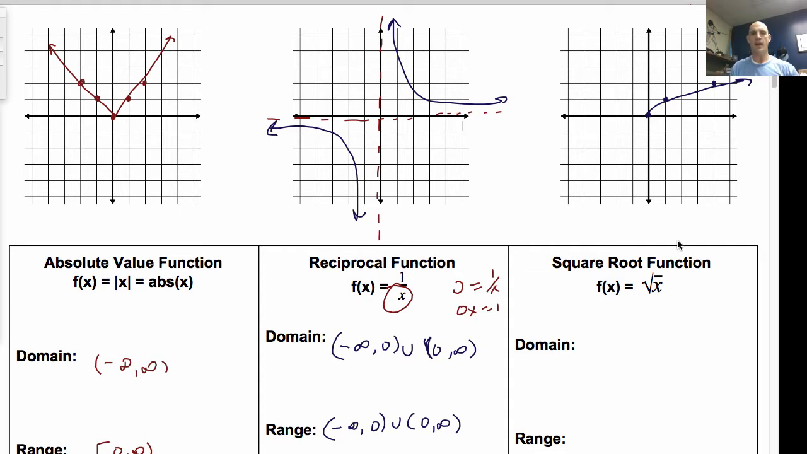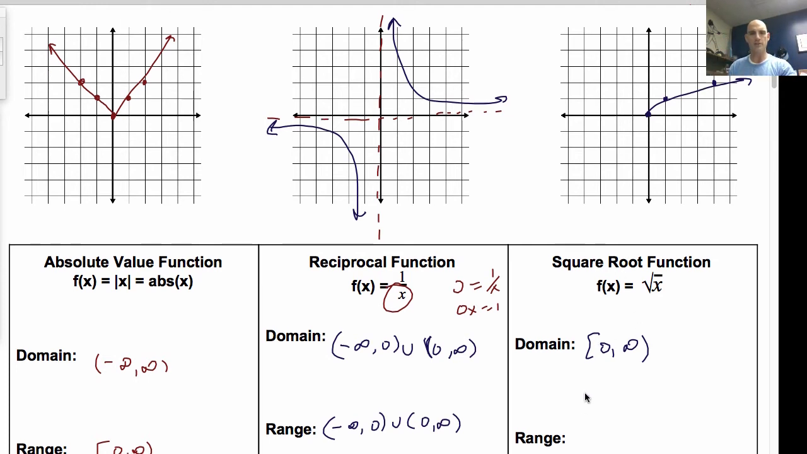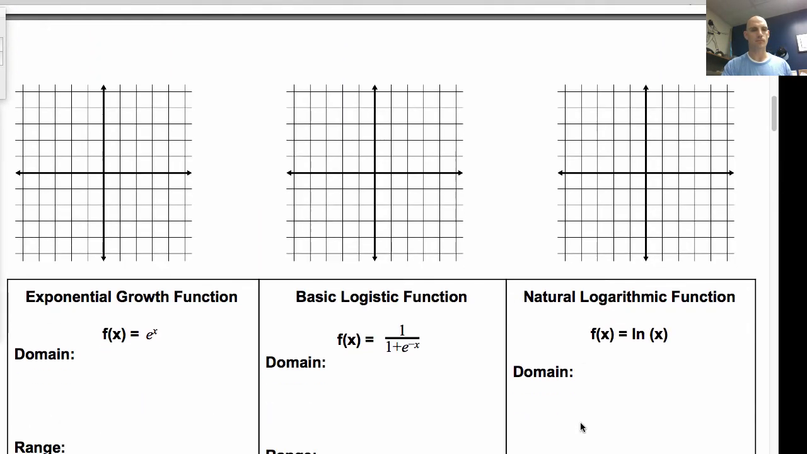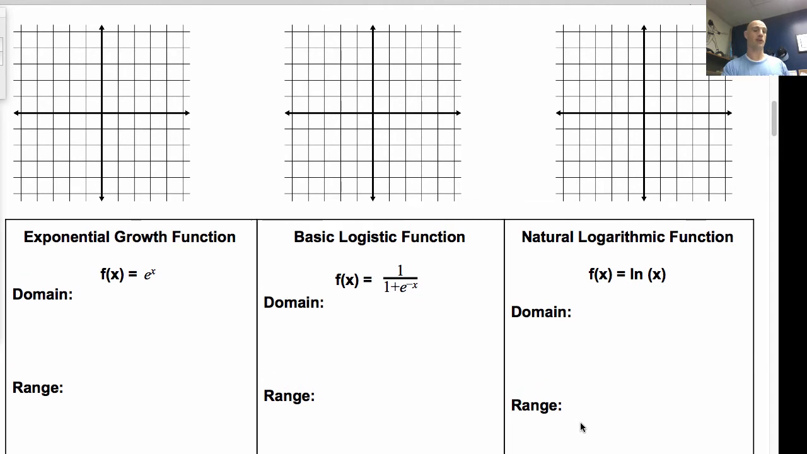Okay, so with the square root function, notice what's happening here. Our domain, we can't put in a negative number, but we can put in 0. So our domain is 0 to infinity. You can't put in anything past 0. You put in 0 and the positive stuff, but nothing else. Our range is the same way. We can get a 0 and we can get anything positive, but we can't get anything negative because of the square root function. We got about 6 more, so halfway through.